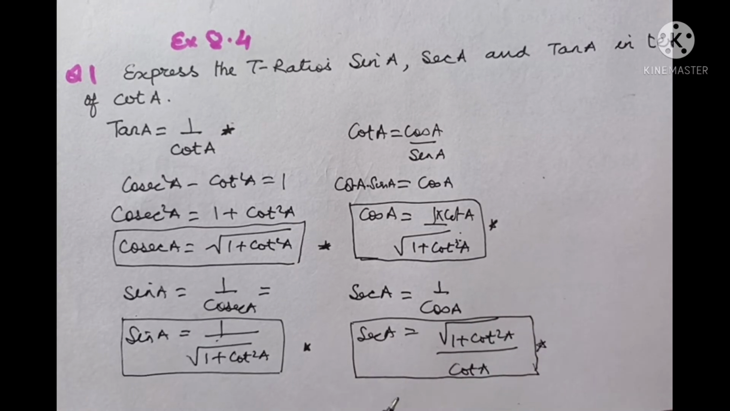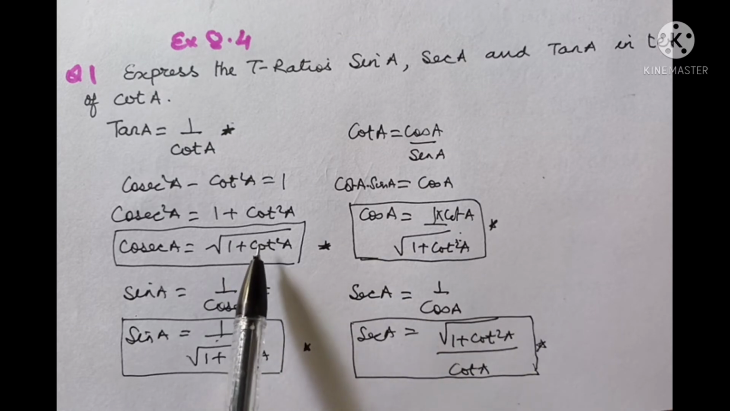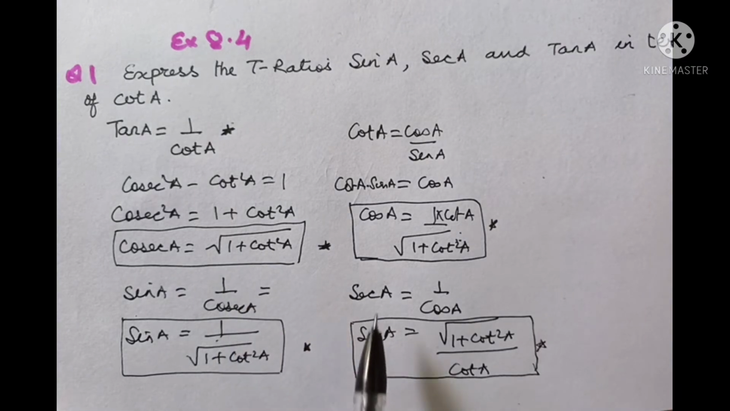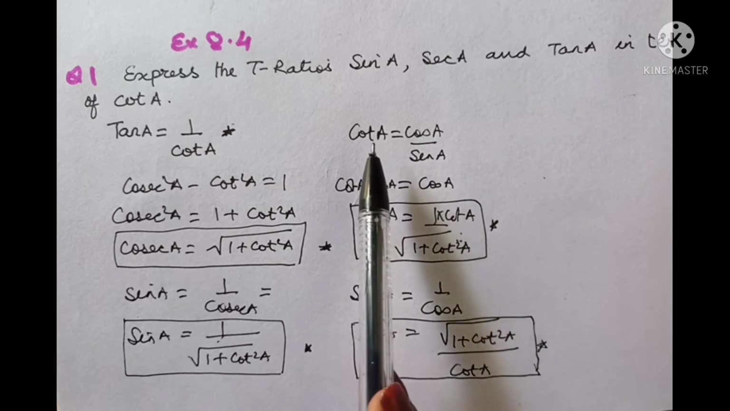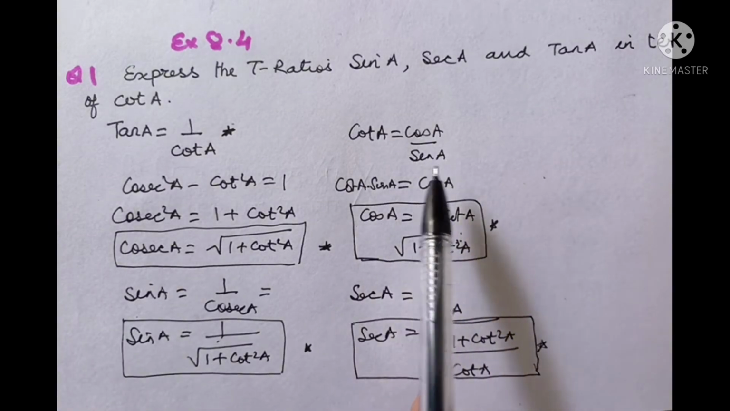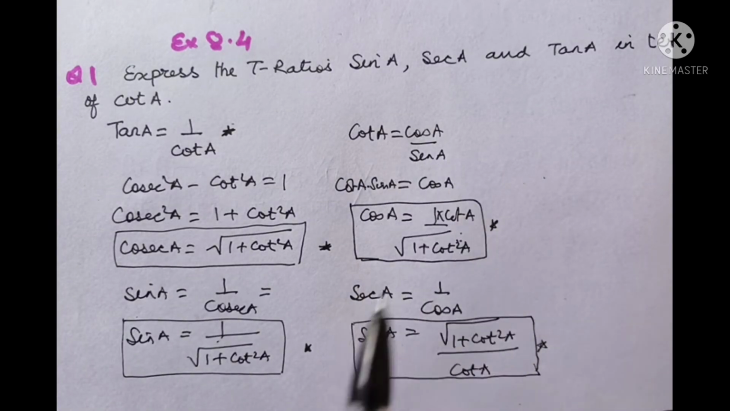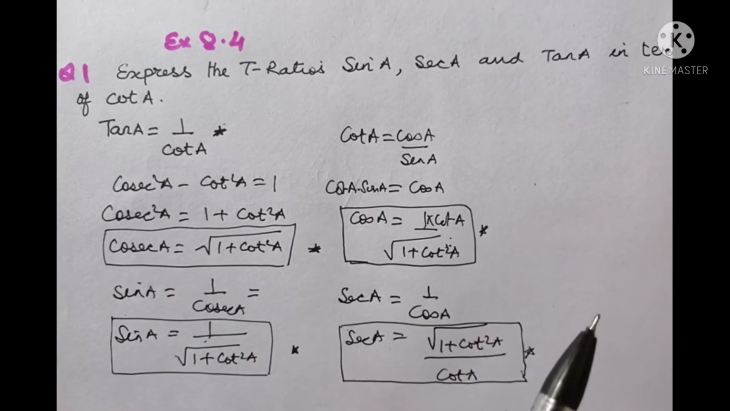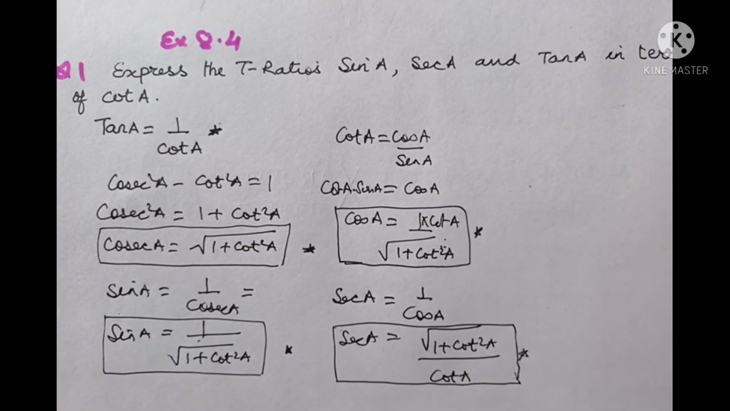So I repeat for you guys, first you take the reciprocal of the given ratio, then you use the identity. We have 3 identities involving all the 6 t ratios, and then you use the relationship of cot A is equal to cos A over sin A, or tangent A is equal to sin A over cos A. Using these 3 relationships, you can write any t ratio in terms of any other t ratio.